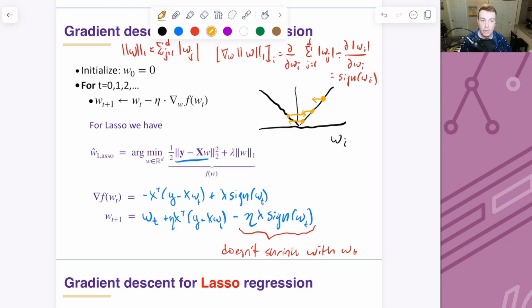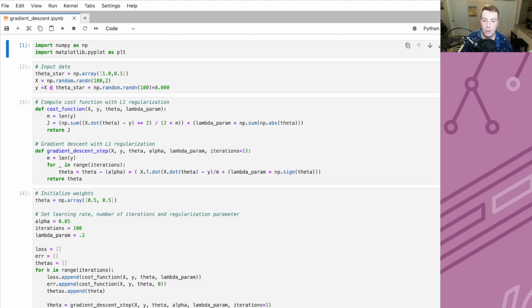To make this a little bit more concrete, let's actually look at a code example that shows us what this looks like in code. Let me flip over to my Jupyter notebook. So this is a Jupyter notebook. This is posted on the course website that walks through an example of lasso that shows how we're using gradient descent to minimize it.